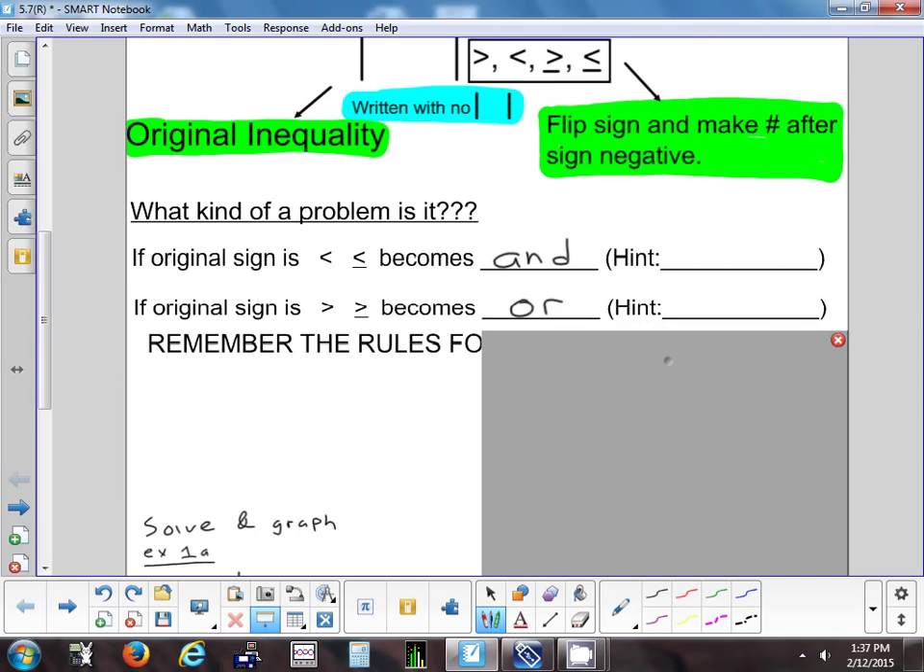And it's kind of hard to remember. Less than is "and," greater... You know, it's not too hard, but here's a trick. Less than is "and." Land. Okay, so if you can remember the word "land," less than is "and."